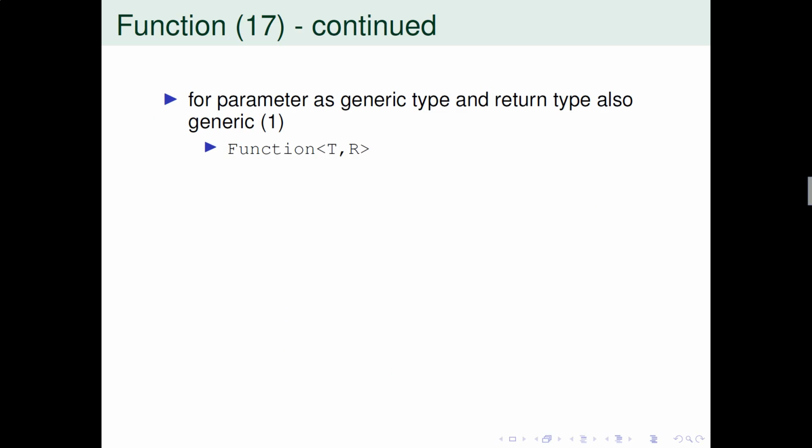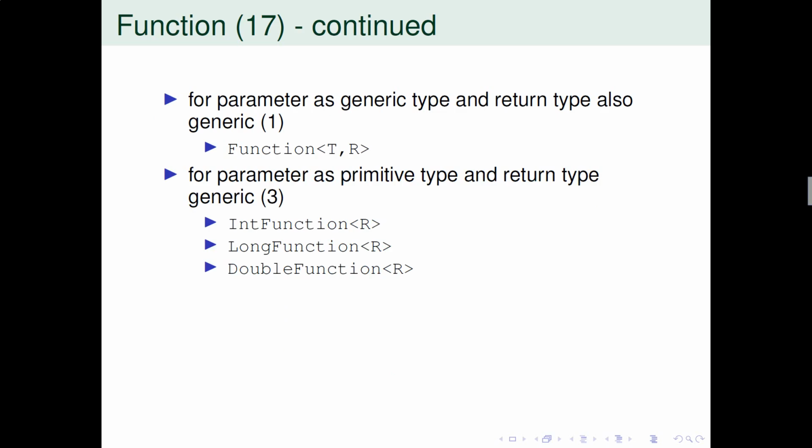Fine. So for generic type, there's only one, from T to R. For a parameter as a primitive type and a generic return type, it returns a reference type. So the method name will be apply, because the return type is a primitive reference type.